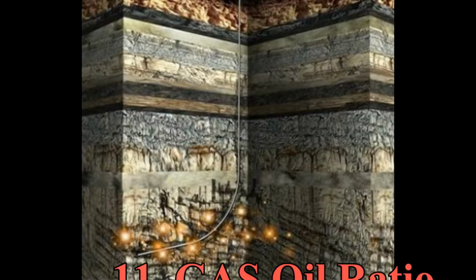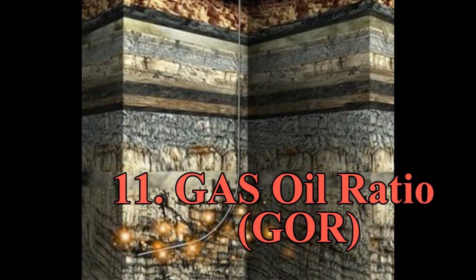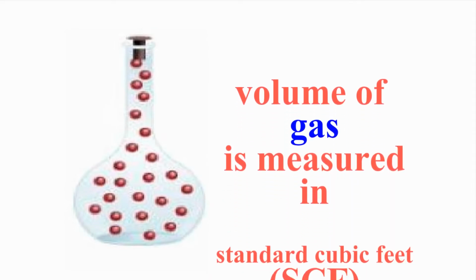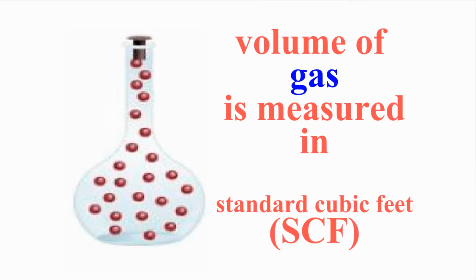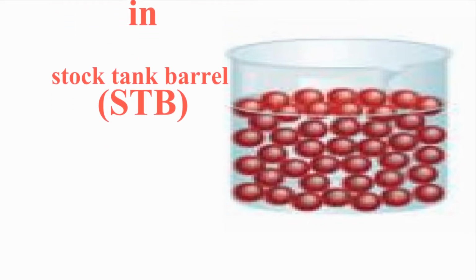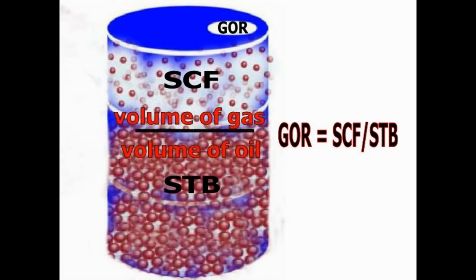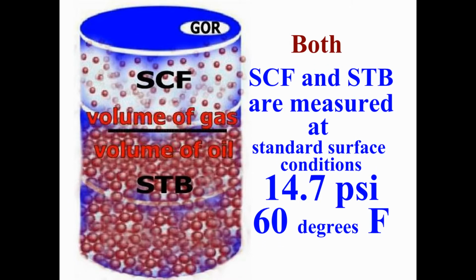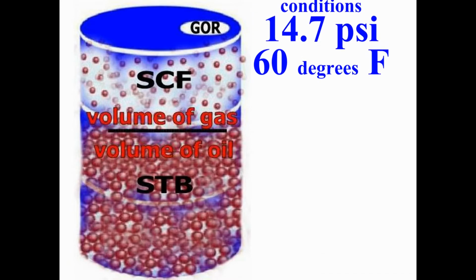Our next term is the gas-oil ratio, GOR. Here, the volume of gas is divided by the volume of oil. Keep in mind, however, that the volume of gas is measured in standard cubic feet, or SCF, while the volume of oil is measured in stock tank barrels, or STB. The formula is GOR equals SCF divided by STB. Both SCF and STB are measured at standard surface conditions, 14.7 psi at 60 degrees Fahrenheit.